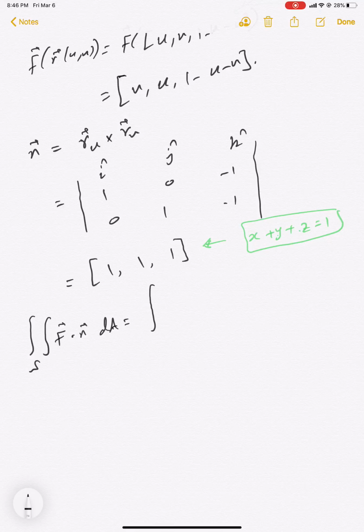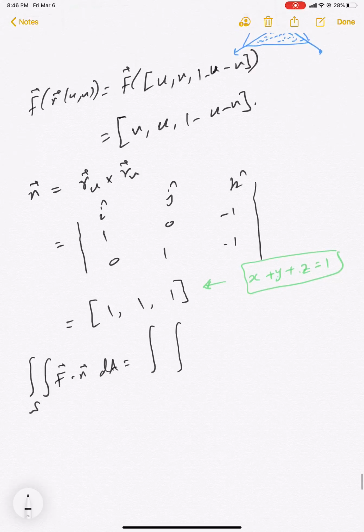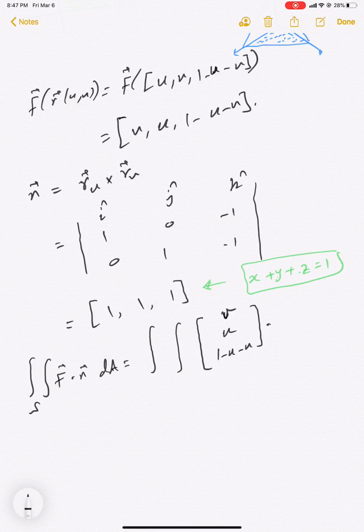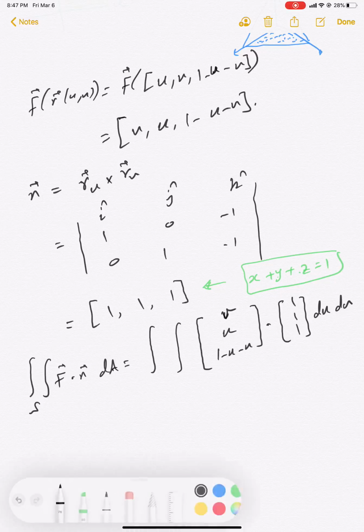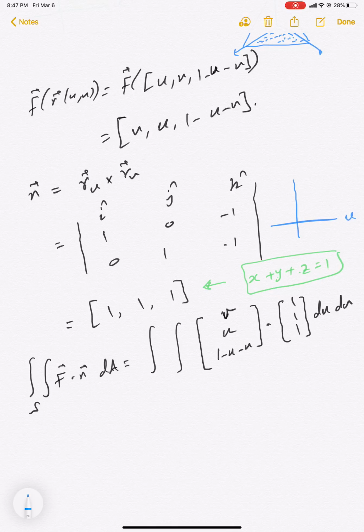So it's a double integral of f after substituting the parameterization, which is v, u, 1 minus u minus v, dot the normal vector, which is 1, 1, 1, du dv. If you write du dv, then you need to write the limits of the integral. I'm drawing it again here. Remember, this is our domain of integration. This was 1, this was 1.